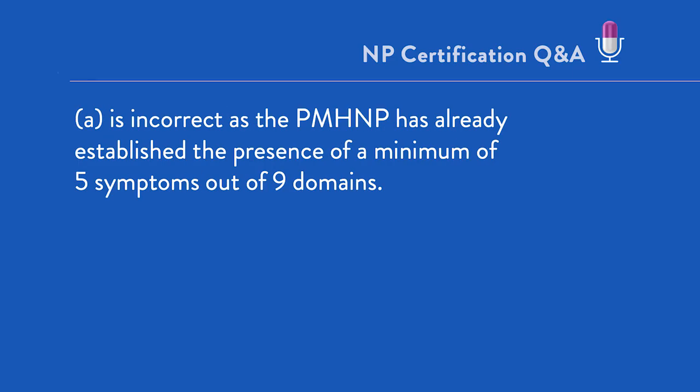A is incorrect. The psychiatric mental health nurse practitioner has already established the presence of a minimum of 5 symptoms out of 9 domains, and that's what the PHQ-9 does. You know, of course, the 9 domains of depressive symptoms. These are the domains that we remember by way of the mnemonic SIG E CAPS, right? There are 9 different domains, and you need to ensure that the patient has symptoms in at least 5 of them, all at the same time over a 2-week period. That's your minimum first step approach to making a diagnosis of a major depressive disorder, and you've already done that. So the PHQ-9 isn't necessary.